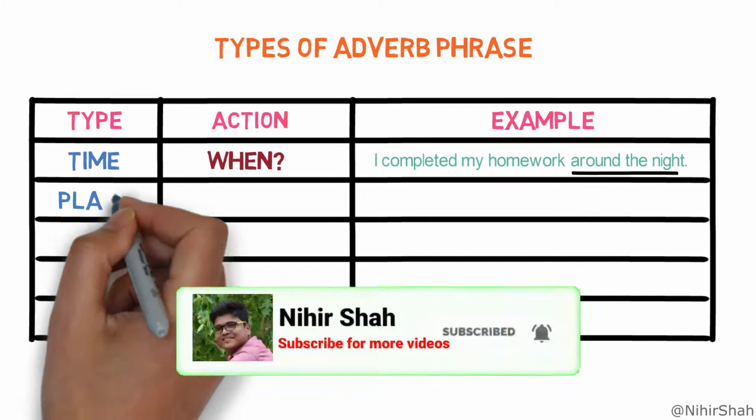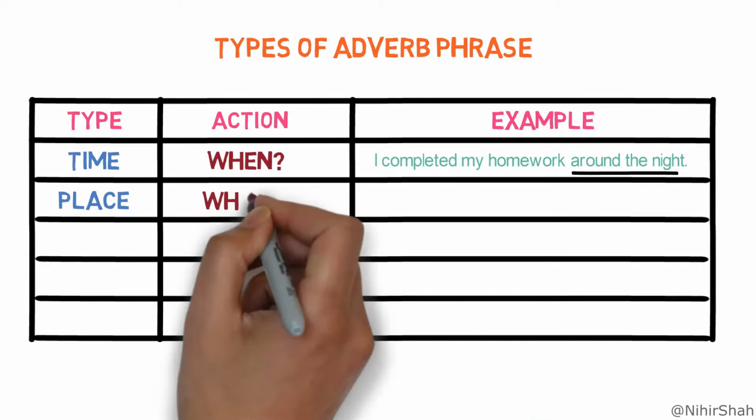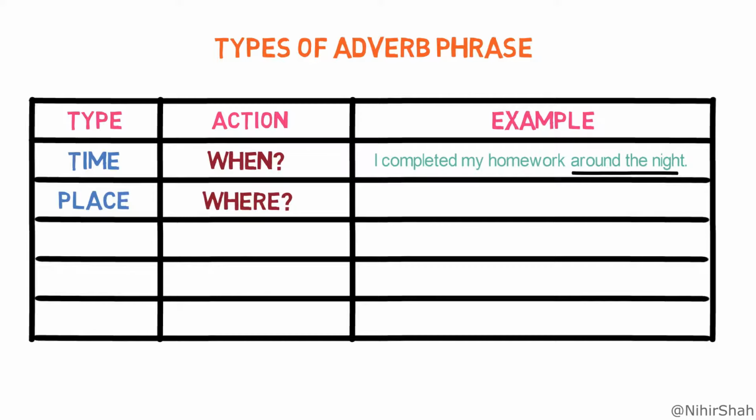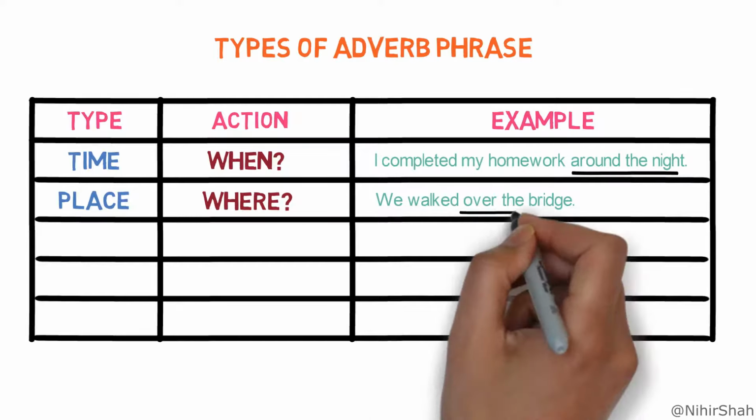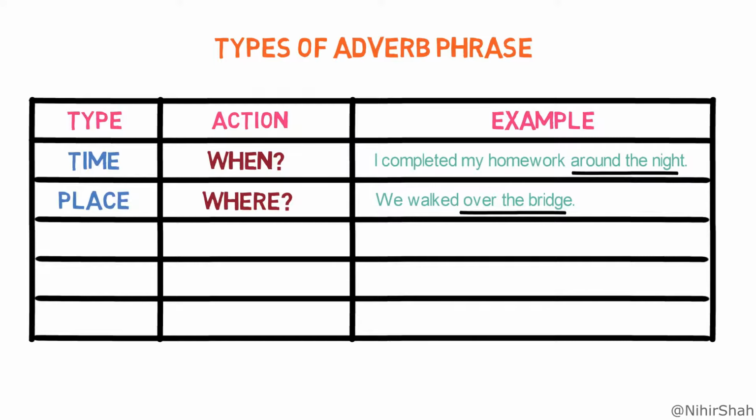Number 2. Adverb phrase of place. It describes where an action occurred. We walked over the bridge. Where did we walk? Over the bridge. So, over the bridge is an adverb phrase of place here.